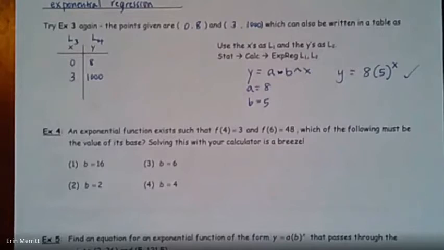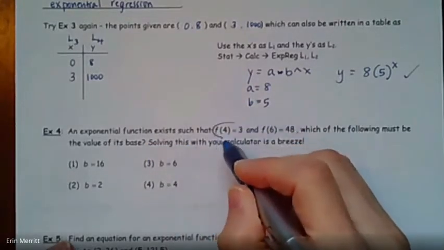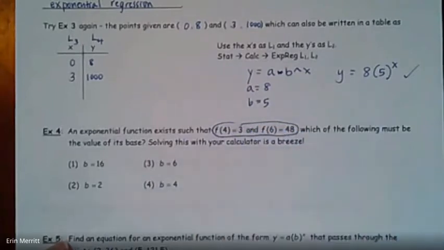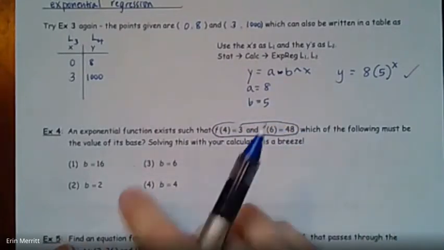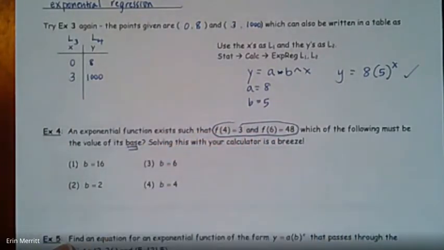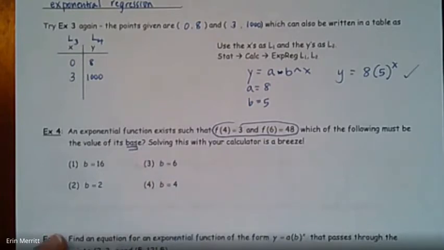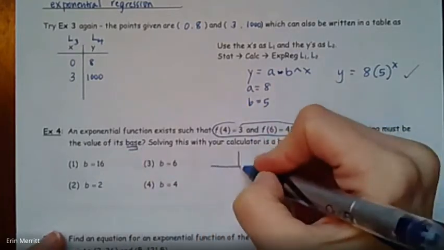So for number 4, when it says an exponential function exists such that here's a couple values that we know, which of the following has to be the value of the base? All right, well, I'm going to run the regression, and it's going to tell me the full equation. I just have to answer it for the base part of it. So here's what we need to do.